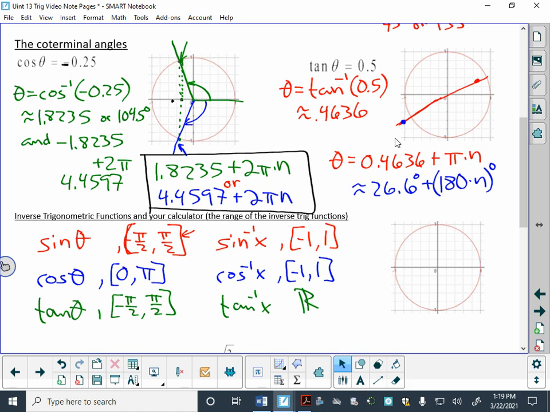Which means the range of the tangent was all real numbers. And the range, since negative pi over 2 to pi over 2 was the domain of the tangent, it will be the range of the inverse tangent.